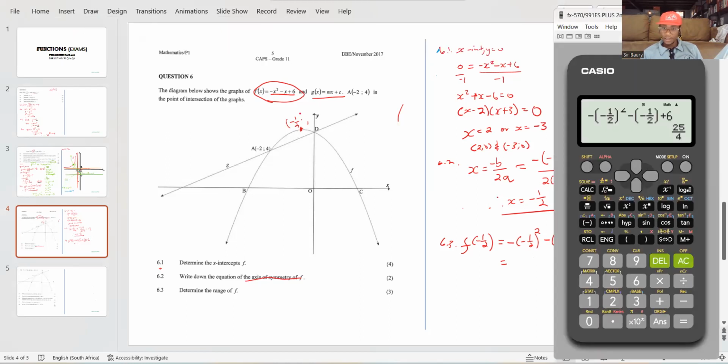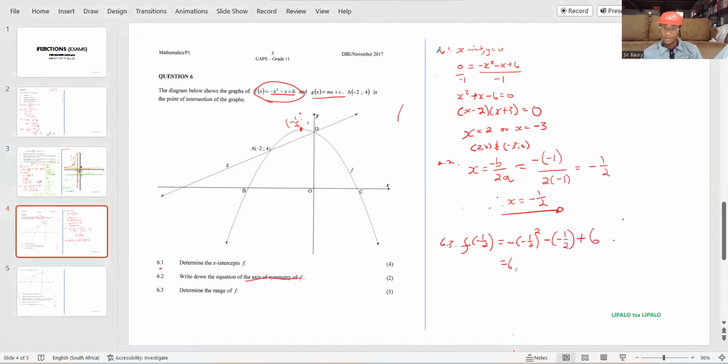Okay, so my answer is 6,25. Just 6,25. After a comma, you move in units. There's no hundreds, there's no tens, you move in units. So the range, therefore, y has to be less than or equal to this value.